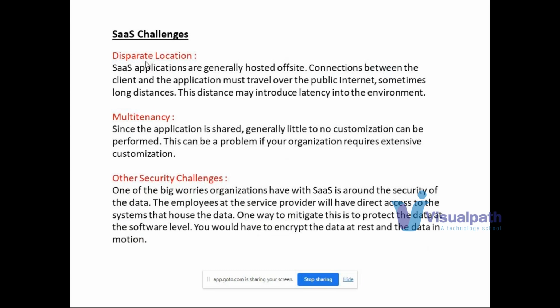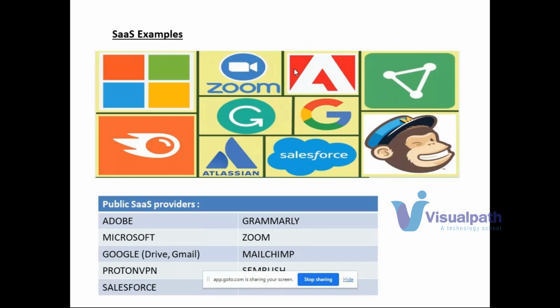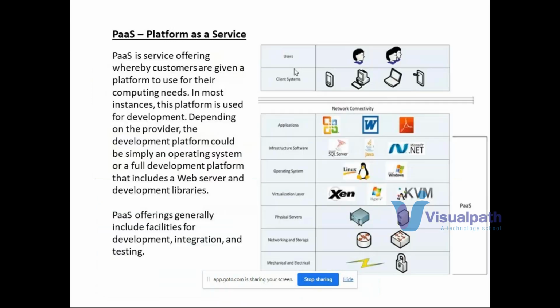And other security challenges, as I said: data has to travel a long distance, and data will be on the cloud provider side. So yes, security can be a little issue. That is why banking people don't go for SaaS applications. I've already given you examples, like we use Zoom, Gmail, Outlook, Office 365. These are all examples of SaaS.